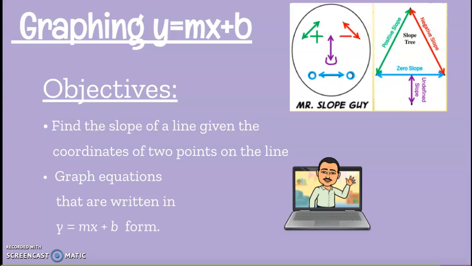Okay, so the objective for today is find the slope of a line given coordinates of 2 points on the line. Graph the equations that are written in the form of y = mx + b. And again, we are going to just briefly touch over the formula. We will be covering it in detail throughout the week.